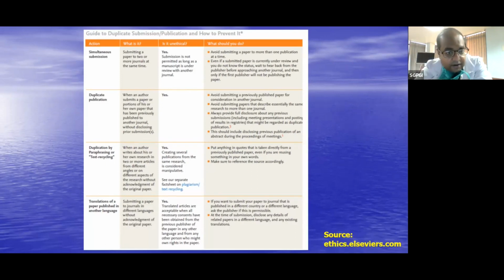And duplication by paraphrasing is the same problem, that you use the same words of your own publication in different submissions. So that is also unethical. And translation of a paper published in another language. So suppose a publication was in German and you just translate it into English and submit it. This is considered unethical unless you take permission from the original publisher. So there are cases in which you are allowed to translate the manuscript and publish it as a new manuscript, but those are rare things which happen.